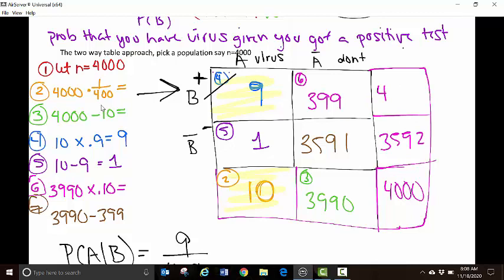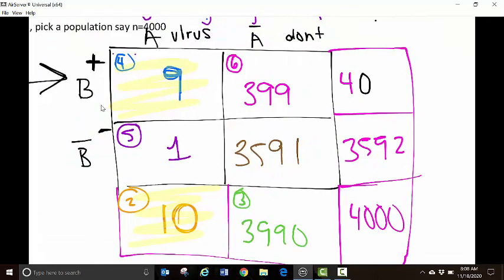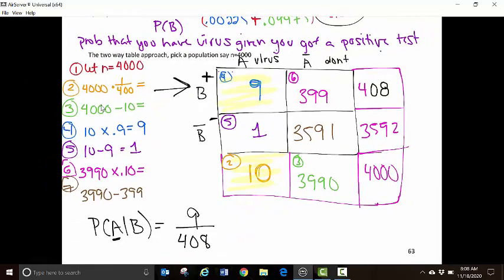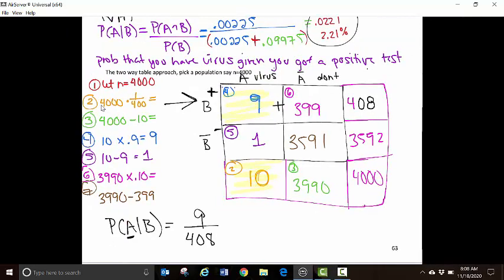Once you have one of these tables, getting the answer is super easy. This should say 408, right? 9 plus 399. Okay, so it says, what's the probability of A given B? What's the probability of A, having the virus, given you got a positive test.